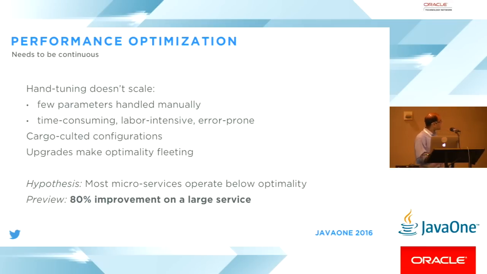So our hypothesis is that most microservices operate below optimality because of the rate of upgrade of the service and its underlying stack. As a preview of the results that we're going to be showing, we picked one of the largest microservices that we operate, and through applying machine learning, we were able to extract about 80% improvement in its performance.